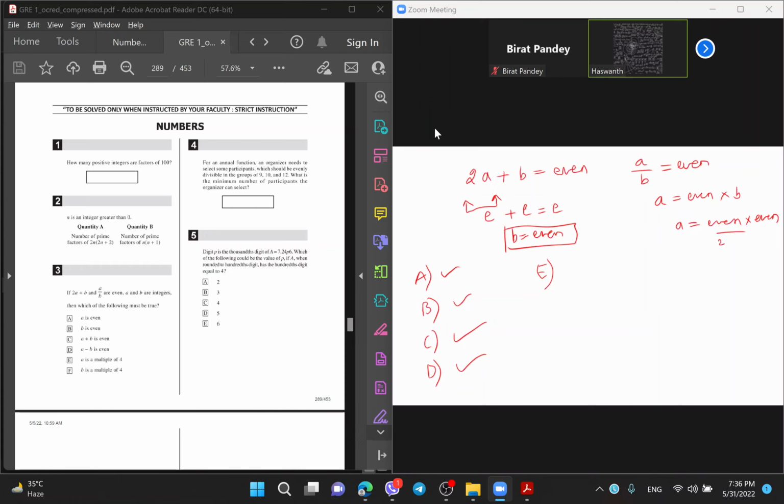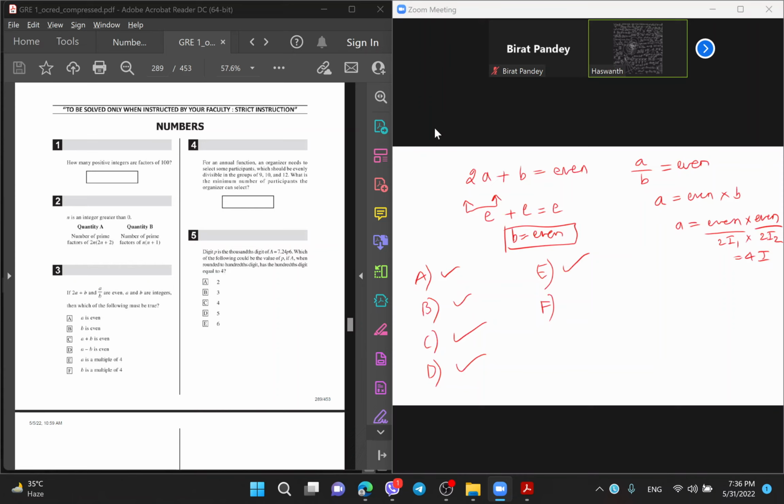This even number you can write as 2 into some integer. Another even number you can write as 2 into some integer. So it is 4 into some integer, which will definitely be a multiple of 4. Product of two even numbers will definitely be a multiple of 4. Because regarding A, we have some information which says it is a product of two even numbers, so we can definitely say it is a multiple of 4.